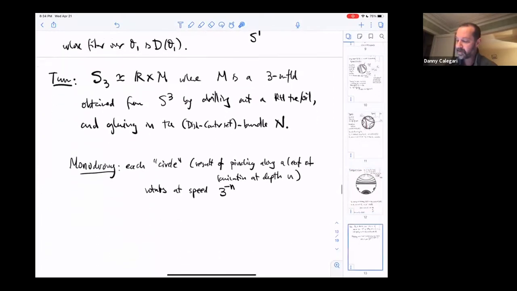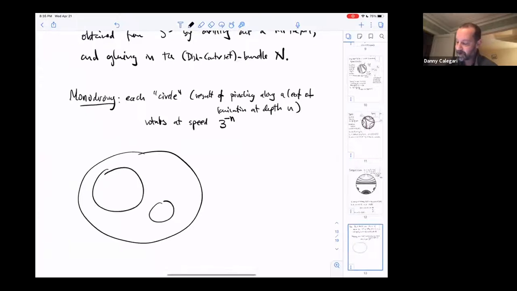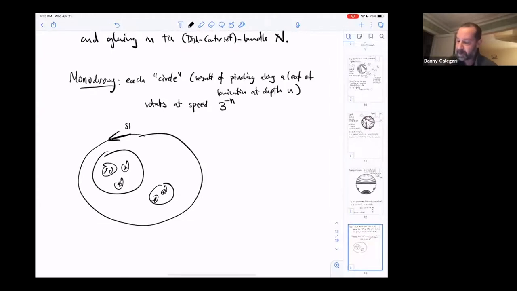So the monodromy is very simple. The result is this disk with circles inside circles, and circles inside circles inside circles. But these are all round circles. And what you do is you just rotate these circles. You rotate the outer one at speed one. You rotate the next ones in at speed a third.